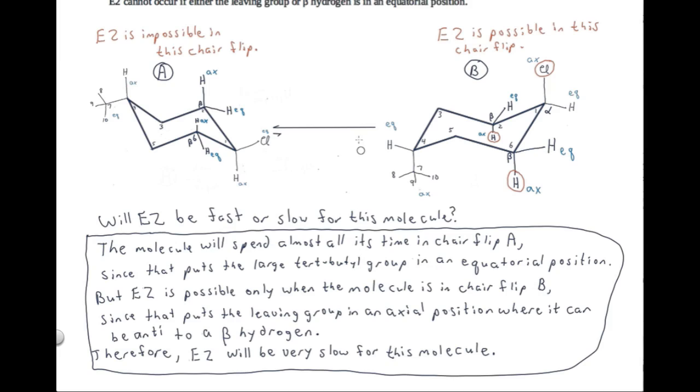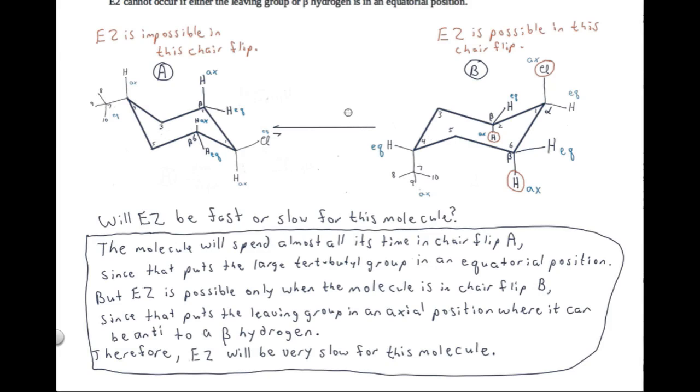Notice that all these ideas are already coded in for how I've drawn this up here. I've already mentioned that E2 is impossible in this chair flip and that E2 is possible in this chair flip. I've shown how the leaving group and the beta hydrogens are axial here, and I've shown that chair flip A is strongly favored with how I've drawn the equilibrium arrow. I've shown the equilibrium arrow strongly favoring A and strongly disfavoring B by making the arrow to the left much, much longer than the arrow to the right. So the way I've drawn this actually codes in all the information that I wrote down here in this written explanation.